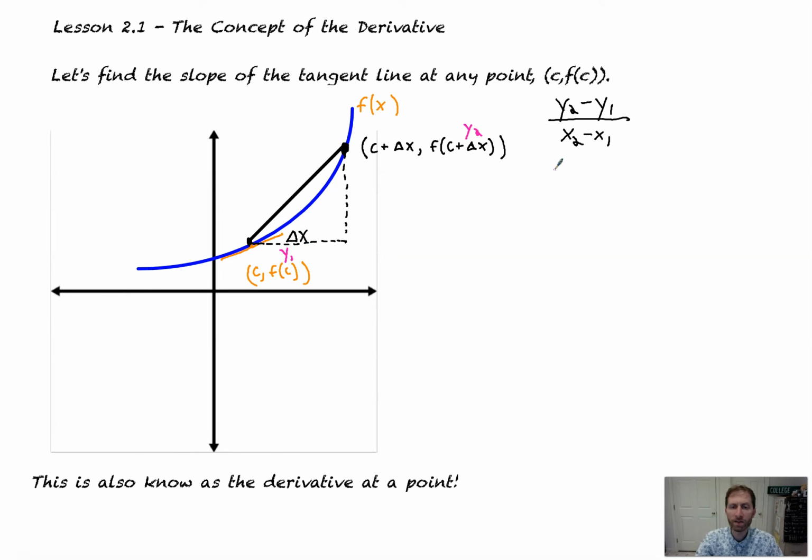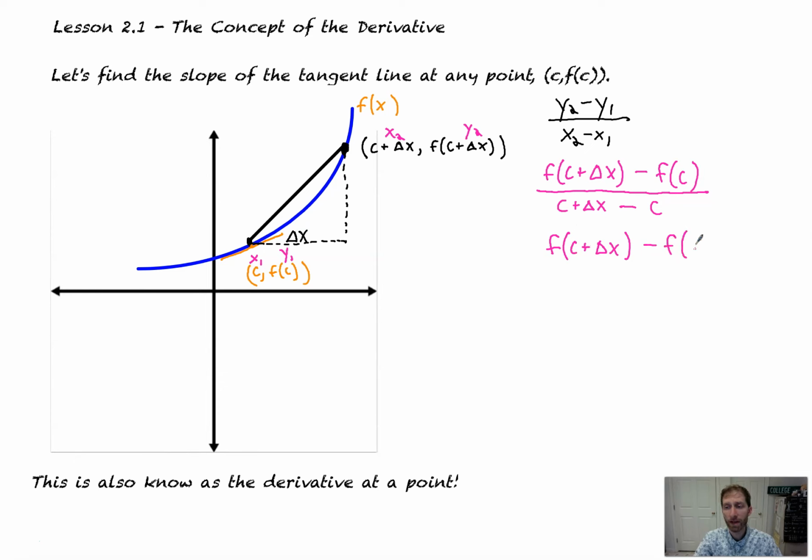So the slope of that line is going to be f of c plus delta x minus y1, f of c. So that right there got you your rise. It got you this amount. All over x2, that's this right here, minus x1, this minus that. So that's going to be c plus delta x minus c. Now, we simplify this down. The numerator is just going to stay the same, so I'm just copying down that upper part here.